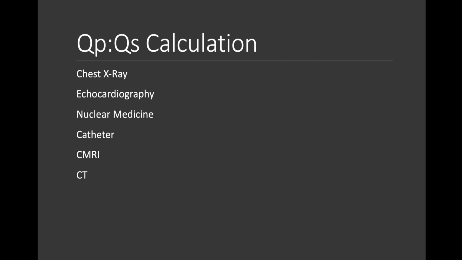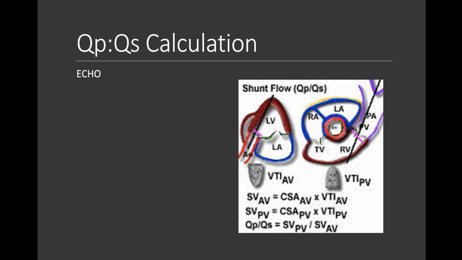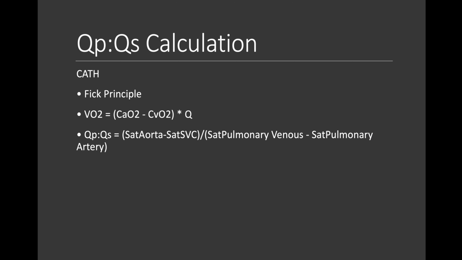There are many methods available to measure the QpQs. Chest X-ray is not sensitive. However, there has been some research in the literature using the size of the pulmonary artery to measure the QpQs, but it's not specific and not sensitive. Echo and cath can measure the QpQs, but there are a lot of assumptions and it is operator dependent, in the echo as well as in the cath.